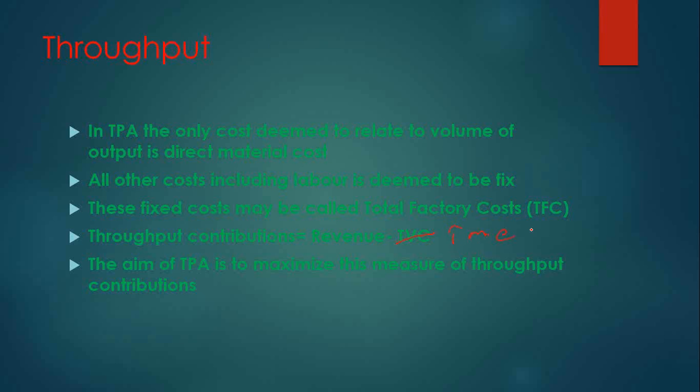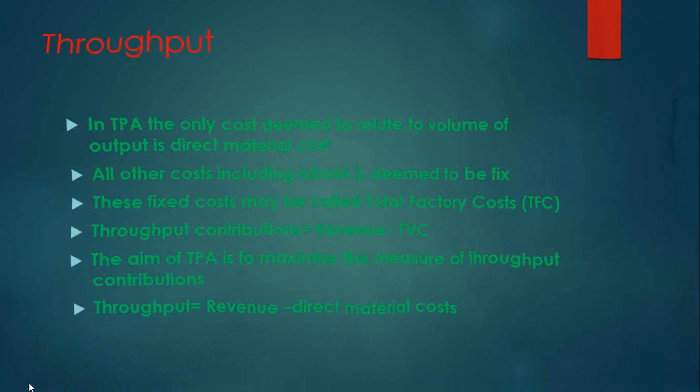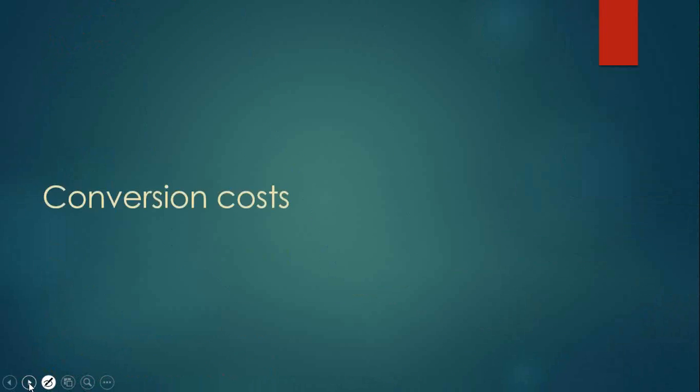The aim of throughput accounting is to maximize this measure of throughput contribution. So how to maximize? Either you must increase the revenue or reduce the material cost. So you must be very efficient in your procurement, and very efficient in your selling. Throughput is revenue minus direct material cost. Right? That is what throughput is.